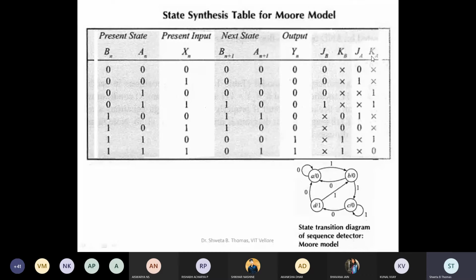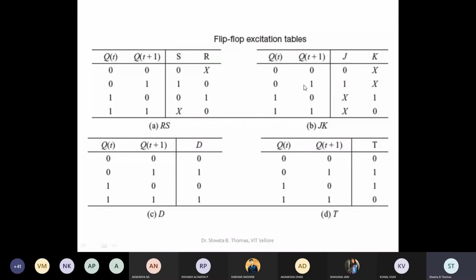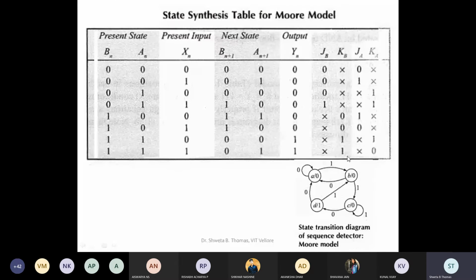And what is the meaning of this JA KA JB KB? It is nothing but you only need to focus on the present state and next state. So for flip-flop B, if present state is 0 and next state is 0, just see JK flip-flop. Present state is 0, next state is 0, so this is 0x, means 0 and don't care condition. If it is 0, 1, 1, 0, 1, 1, like that, you need to fill all these entries respectively for flip-flop B and A.